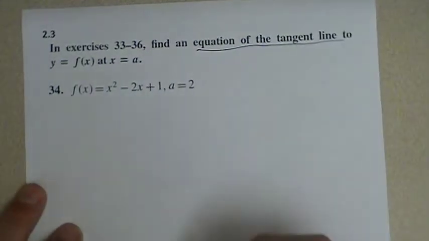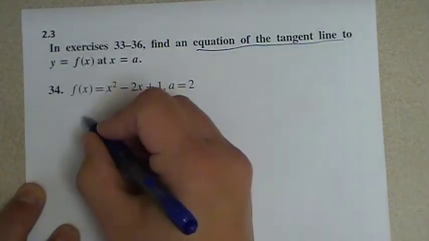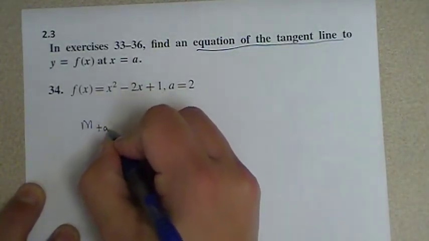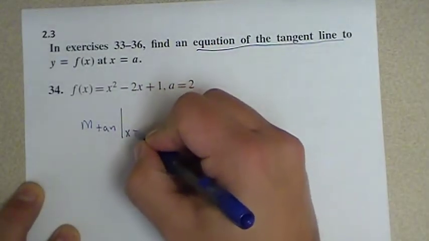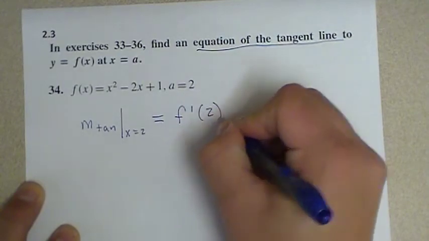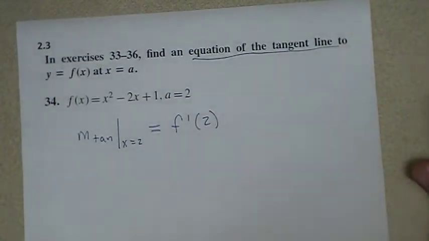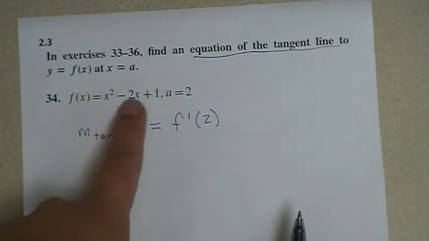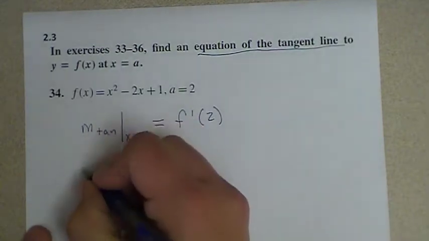So if we want to know the equation of the tangent line to this function at the x value of 2, we're going to need to know the slope of that tangent line, and the slope of the tangent line evaluated at x equals 2 is going to correspond to whatever our derivative is at 2, because derivatives still give slopes of tangent lines. So we should be able to take the derivative of this, toss 2 into it, and use that as the slope of our tangent line.